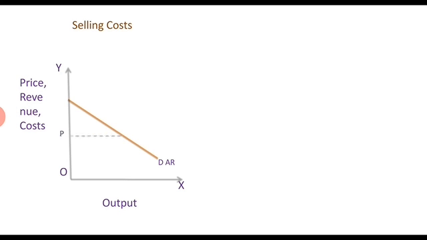In the beginning, price is determined as OP, and at the price OP, the output is sold at OM quantity. The firm's average production cost is OQ. So the firm gets profit of the rectangle PQAB.